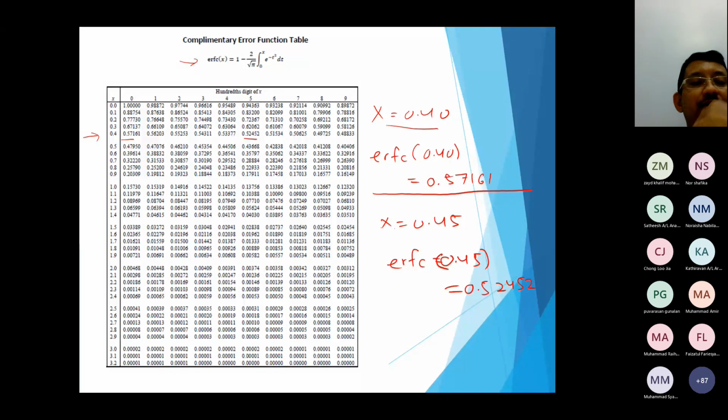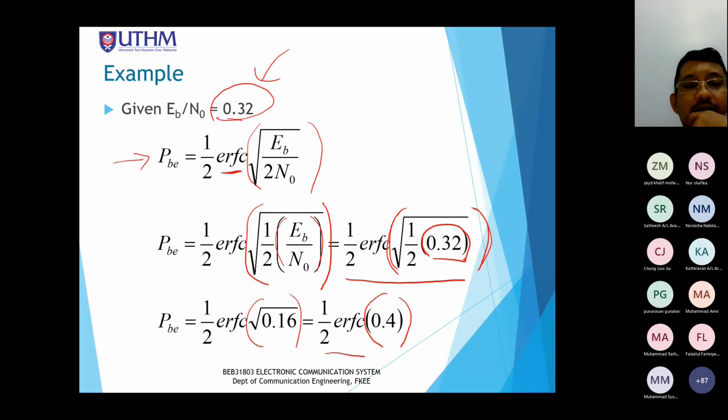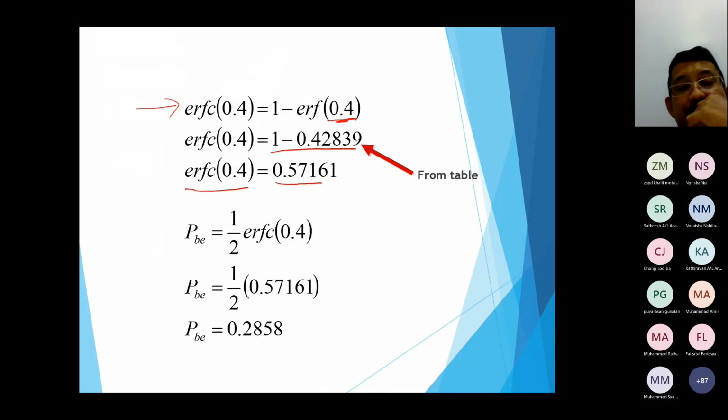This is if you use the first table. If you use the second table, you can find this answer. So which one should we use, the first or second table? I would suggest you use the second table, which is straightforward. If you use the second table, you can directly get the answer: ERFC 0.4 gives 0.57161. If you want to use the first table, you need to subtract from 1, which takes another step.